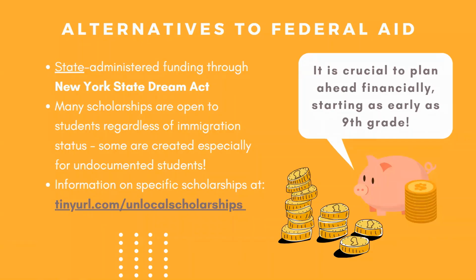Some alternatives to federal aid are, of course, the New York State DREAM Act, which allows students to receive funding from the state level. Many scholarships are also open to students regardless of immigration status, and some, like I mentioned, are created specifically for undocumented students. To follow our list of scholarships, visit tinyurl.com/unlocalscholarships. It is very important to plan ahead financially, sometimes as early as 9th grade.